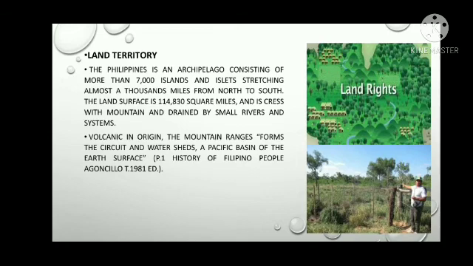Next, we have the land territory. The Philippines is an archipelago consisting of more than 7,000 islands and islets stretching almost 1,000 miles from north to south. The land surface is 114,830 square miles and is creased with mountains and drained by small rivers and river systems. Volcanic in origin, the mountain ranges form the circuit and watersheds of the Pacific basin of the Earth's surface.